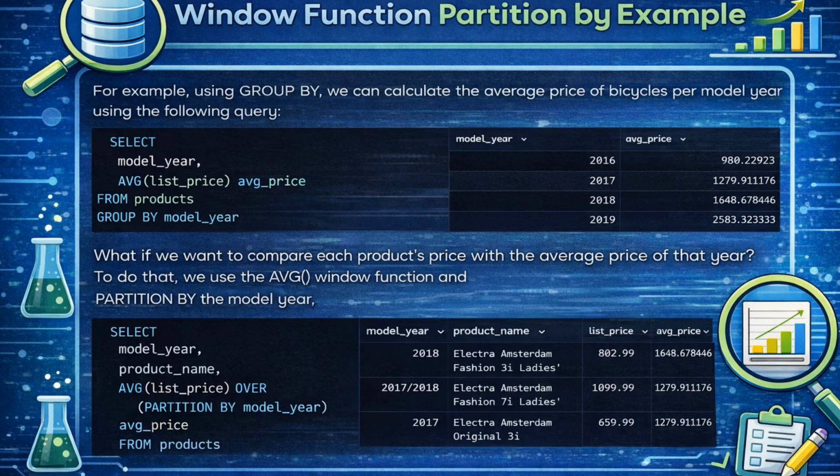Finally, notice something important. The average price for 2018 remains exactly the same whether we use group by or partition by. The key difference? Group by aggregates and reduces rows, while partition by retains rows and adds insights. And that's the power of window functions in SQL.